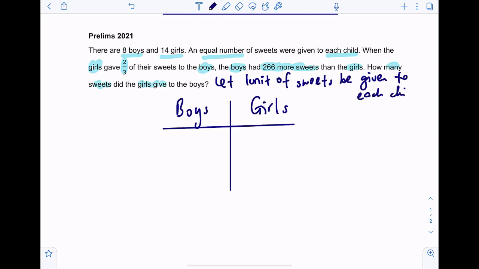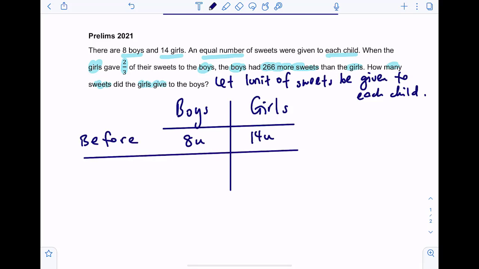Since they are equal, all of them will get 1 unit each, and since again there are 8 boys and 14 girls, in total there will be 8 units of sweets for the boys, and for the girls 14 units of sweets for them. Alright, now this is the before case.